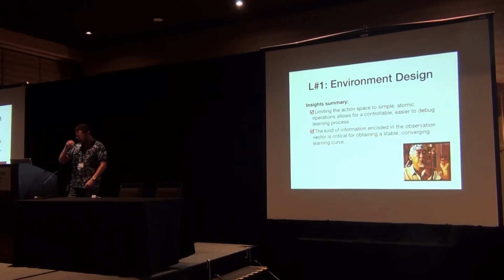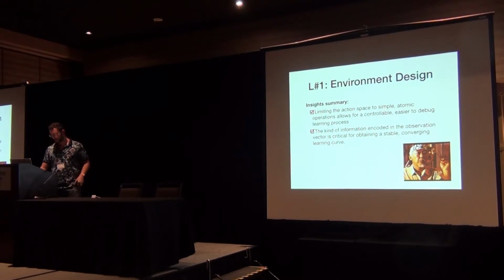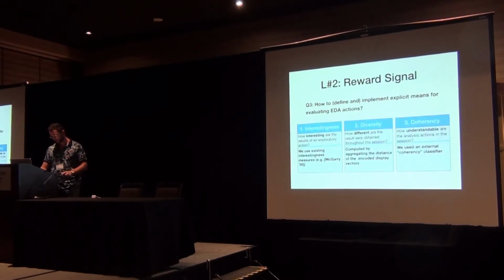To summarize the insights of this lesson: first of all, when we control the action space and limit it to simple atomic operations, it allows us better control, and it's much easier to debug the learning process. And the second insight is that the kind of information that is encoded in the observation vector is very critical for the agent to make good decisions, and for us to obtain a stable and converging learning curve. So that's about the environment design.